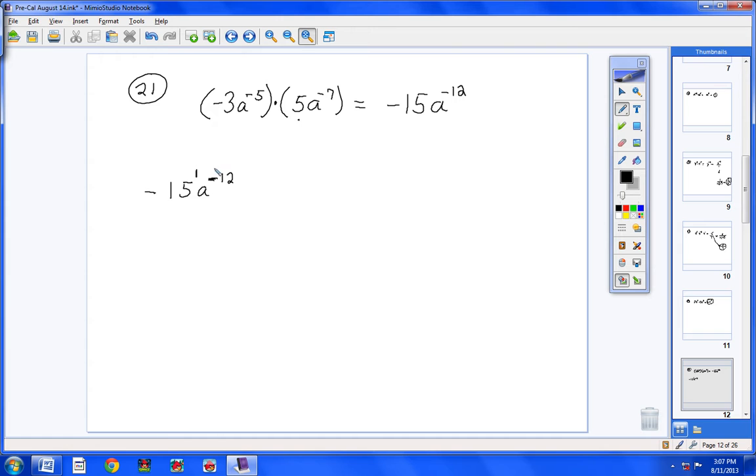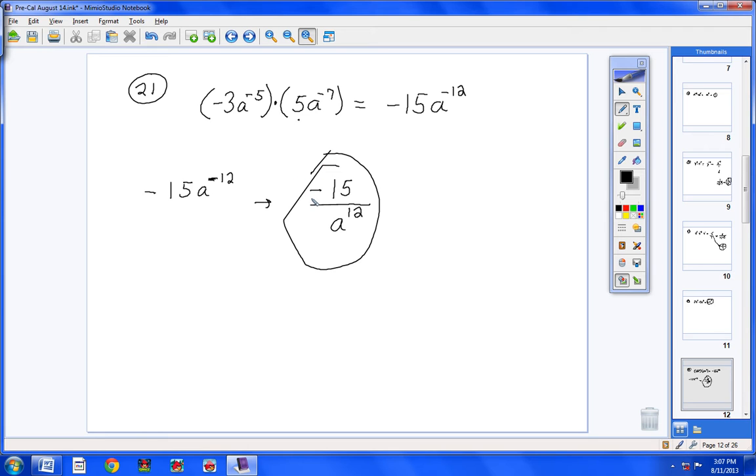So if we're going to get rid of this negative 12 and we want it to become a positive 12, if we're going to do that, we don't need to mess with the negative 15. Leave it alone. The negative 15 has a positive exponent. Even though you can't see it, it is a positive 1. So here's what I'm going to do. I'm going to put a fraction bar. I'm going to leave my negative 15 up top. I'm going to take my a to the negative 12, and I'm going to bring that down to the bottom. Okay, and when I do that, I now have a to the positive 12. And that is the correct answer.